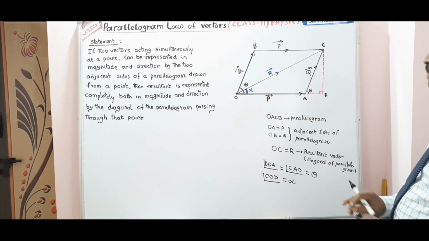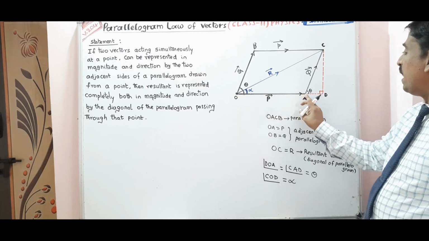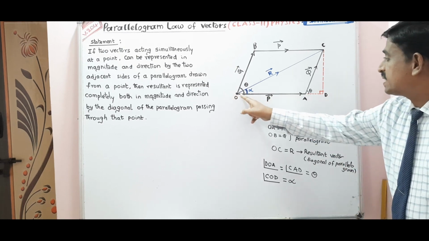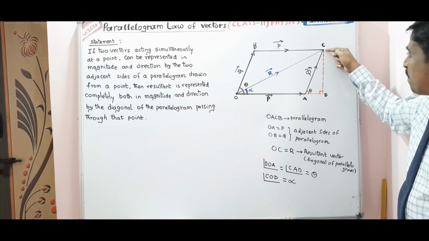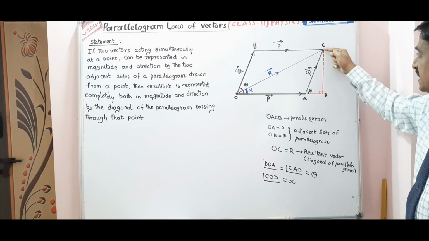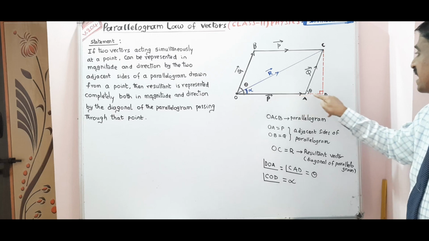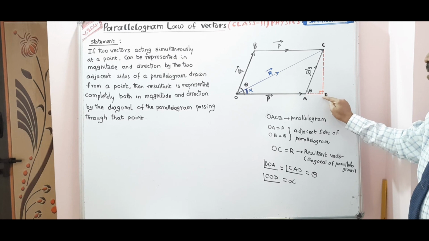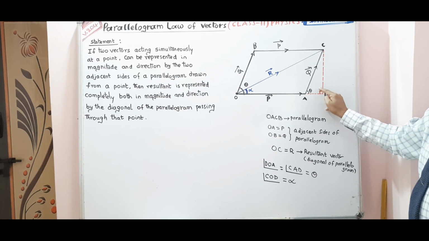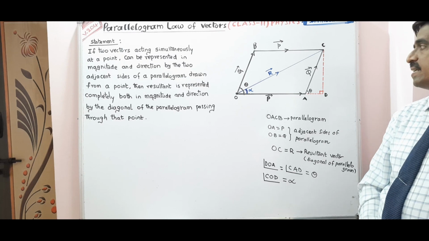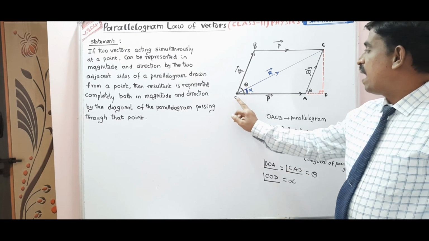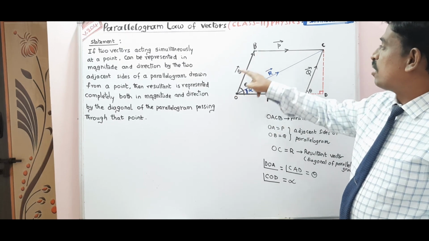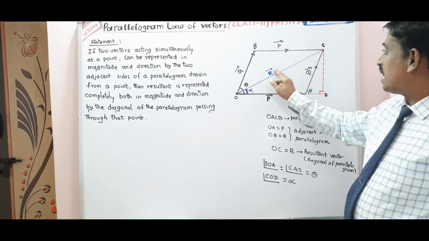Now, please listen. You extend OA, and to this extension, you draw one perpendicular from the point C. This OA extension and this perpendicular both meet at the point D. This is a perpendicular, so the angle here is 90 degrees. Now OA is equal to P, OB is equal to Q, OC is equal to R.